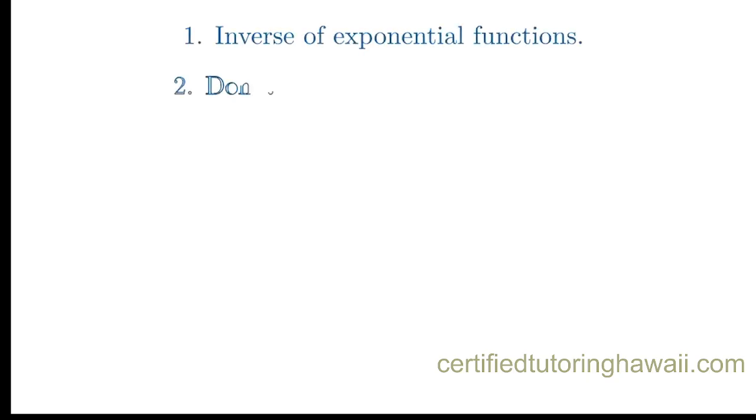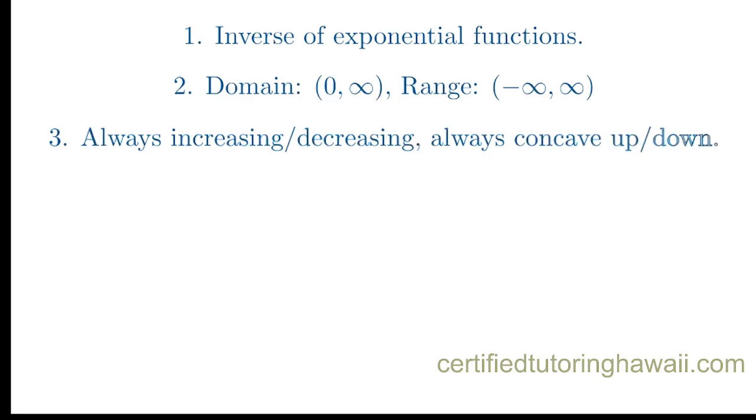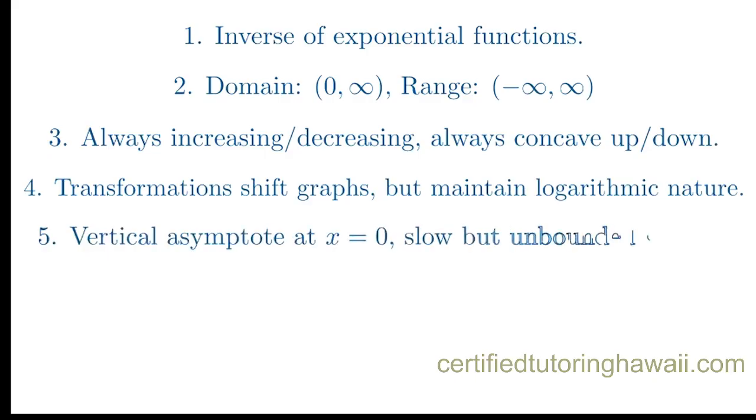Let's quickly recap what we've learned and seen today. We set out to identify key characteristics of logarithmic functions. We learned that they are the inverse of exponential functions. We saw that their domain is restricted to positive numbers, and they have a range of all real numbers. We observed that they are always increasing or always decreasing, depending on their base, and they are either always concave up or always concave down. We discussed how transformations can shift their graphs without altering their fundamental logarithmic nature. And finally, we identified their defining feature, the vertical asymptote at x equals 0, and their slow but unbounded growth.